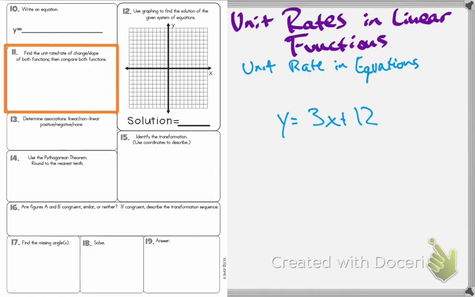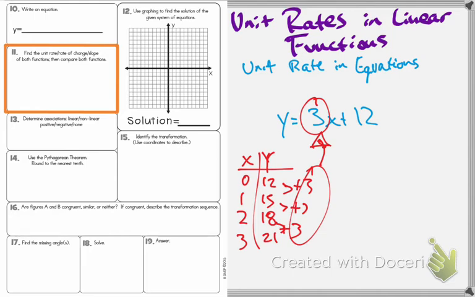Let's go ahead and look at a unit rate in an equation. This is really simple. In fact, we've already described that our unit rate in an equation is simply our m value or our slope. And remember that our m value is always what goes with the x, or what is being multiplied by the x. In this case, it's y equals 3x plus 12, so 3 would be my unit rate.